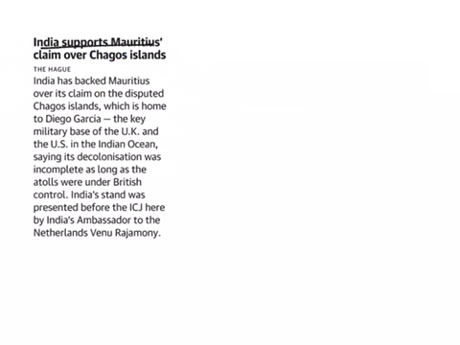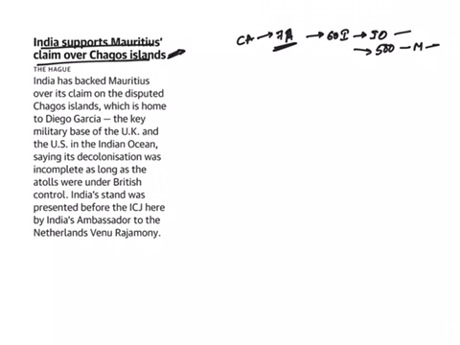India supports Mauritius' claim over Chagos Islands. Here we have to know what the Chagos Islands are. The Chagos archipelago is a group of 7 atolls, and in these 7 atolls there are more than 60 islands that are located in the Indian Ocean, about 500 kilometers south of Maldives. Remember these 2 points from a geographical perspective, and this topic comes under GS paper 1 geography, because in 2018 prelims they asked about Barren Island.